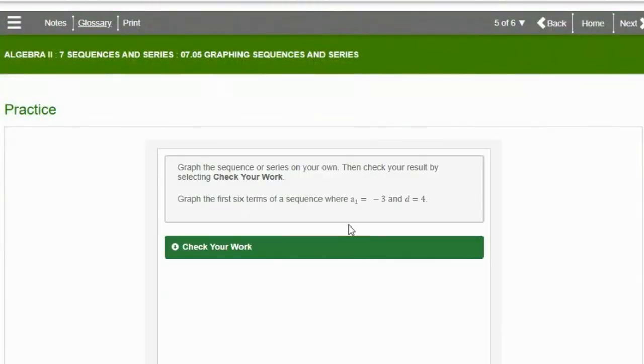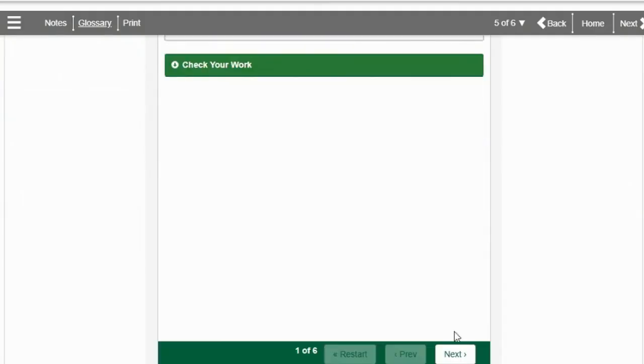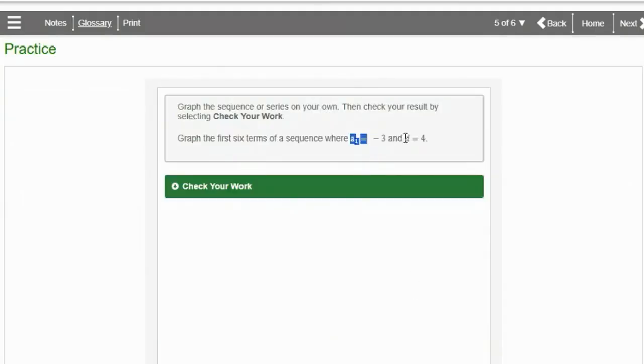Okay, they got a page of practice problems for you. How many problems are there? There's 6 here. Great. Okay, graph this sequence. First term equals negative 3, and d equals 4. So that's a sequence. We can go back to that first formula. We'll do this one together, and then we'll look at the assignment. So that first formula was a1 plus d(n minus 1). And this one says it's negative 3 with a d of 4.